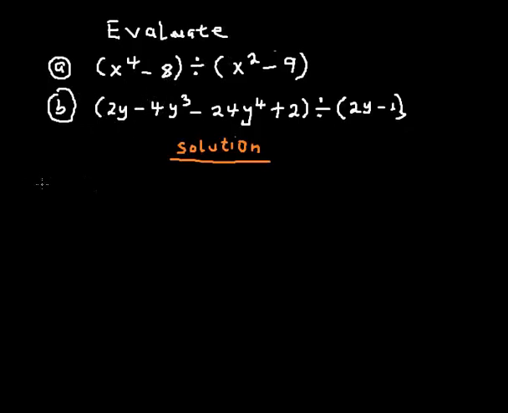Starting with the very first question, I have x raised to the power of 4 minus 8 divided by x raised to the power 2 minus 9. So we're going to apply the long division method to do this. We write our long division. This is the dividend, which is x raised to the power 4 minus 8. Then we write our divisor, x squared minus 9.